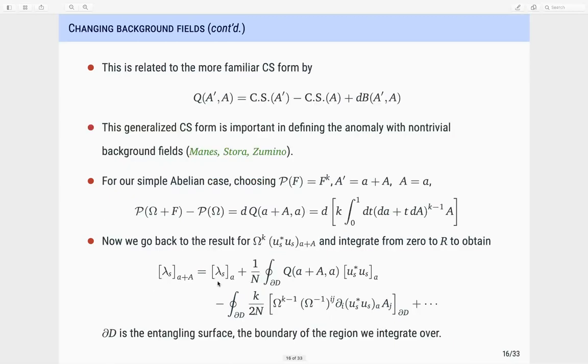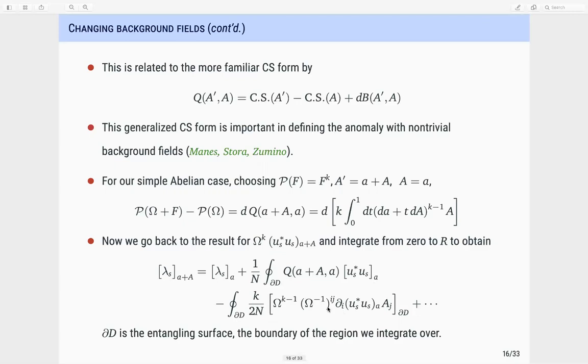So the difference of the lambdas with the shifted background and the unshifted background, the difference is the integral of the Chern-Simons form, the generalized form. I normalize it now in terms of this integral with the standard volume measure. So there is a 1 over n. Capital N is little n plus 1, by the way. And there is this U star U in the unshifted background.